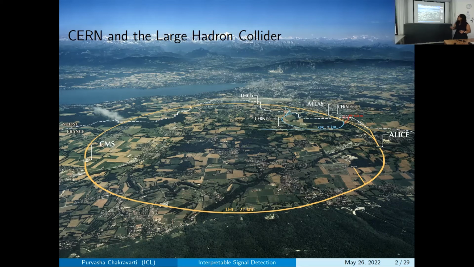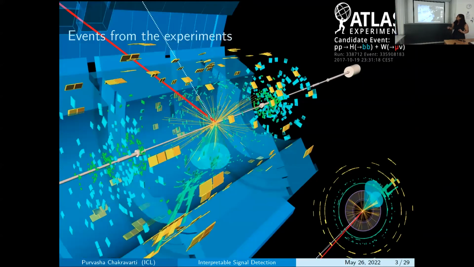As you can see here, there are 4 detectors along the way. There's the CMS detector, the LHC-B, the Atlas, and the Alice. These are 4 detectors inside which they basically detect what happens at these collision events, right? So this is what happens. In this case, you have 2 protons colliding, and they give rise to these jets of particles that then go and hit the detector.